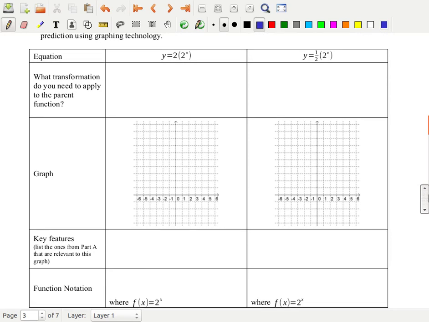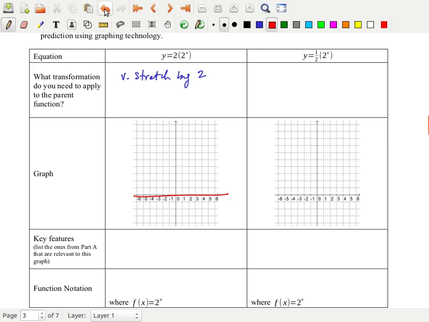All right, so we're going on to further transformations. So now we've got a value in front. This one is a vertical stretch by a factor of 2. So I just finished talking about that. Does that affect the horizontal asymptote? And the answer to that is no, it does not affect the horizontal asymptote.